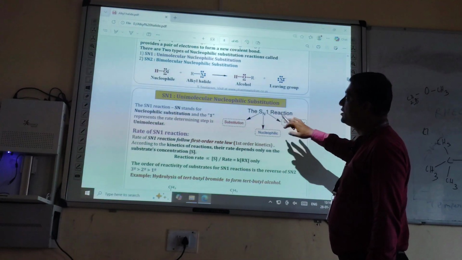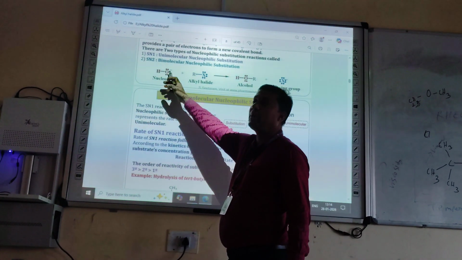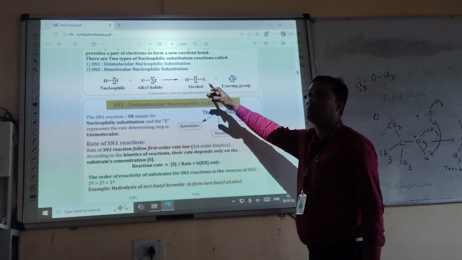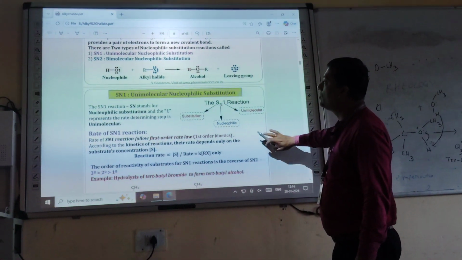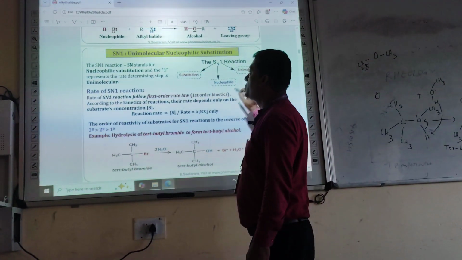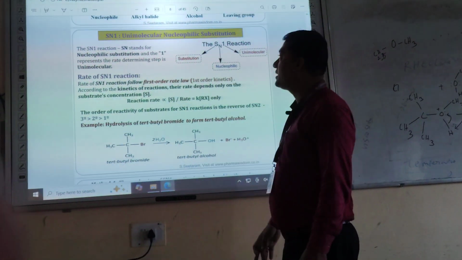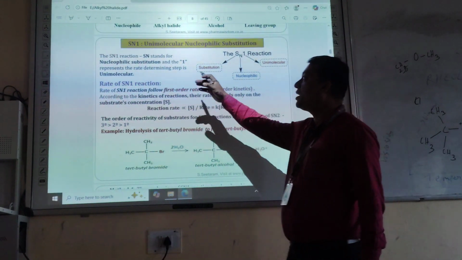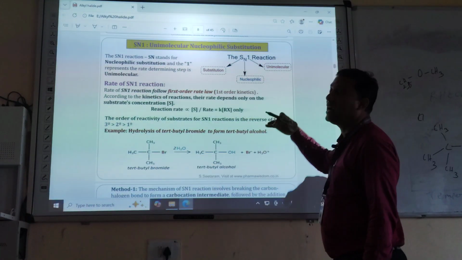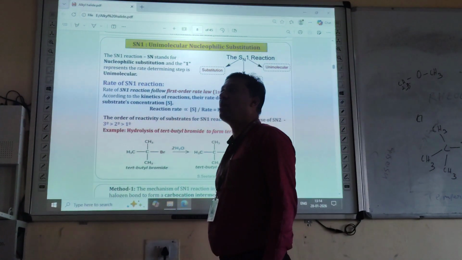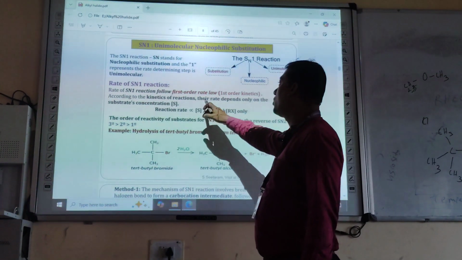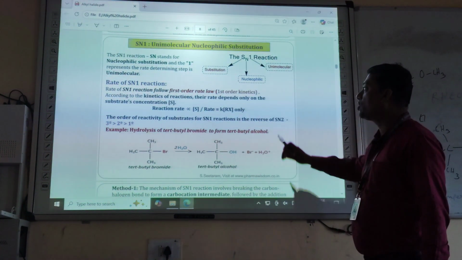Then this is the nucleophile, OH minus, with lone pairs of electrons. This is the alkyl halide, the substrate, then the newly formed compound is alcohol, and this is the leaving group. First of all, we have to discuss SN1, or unimolecular nucleophilic substitution reaction. In the SN1 reaction, SN stands for nucleophilic substitution and 1 represents that the rate determining step is unimolecular. The rate depends on the concentration of the substrate only. The rate of SN1 reaction follows the first order rate law, that is first order kinetics.